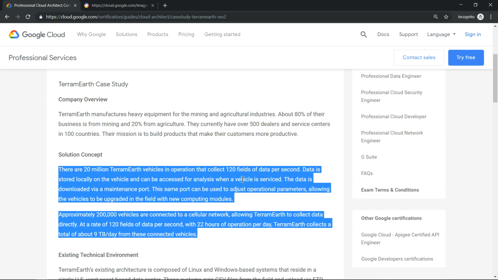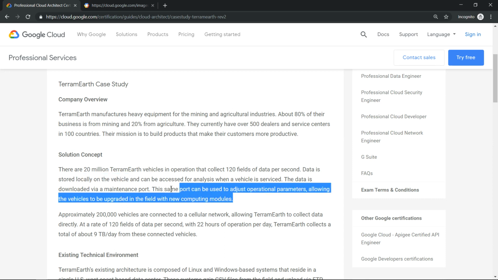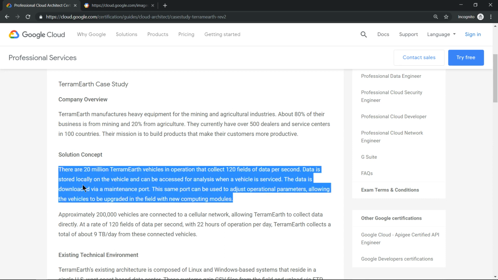And all this data is currently stored in the local device itself, or in the local vehicle itself. And when they reach the service center, the center connects to that port and extracts the information, and they are also able to fine tune the vehicle based on how the accelerator has been used, how they are using the brake. All that information they can fine tune. That's what it indicates in the first para.